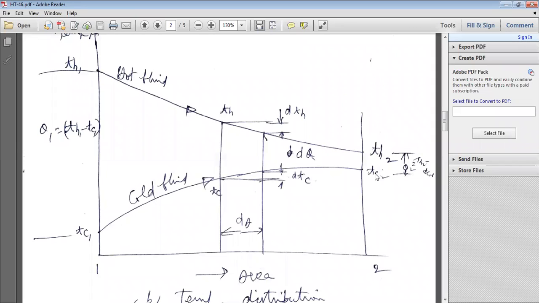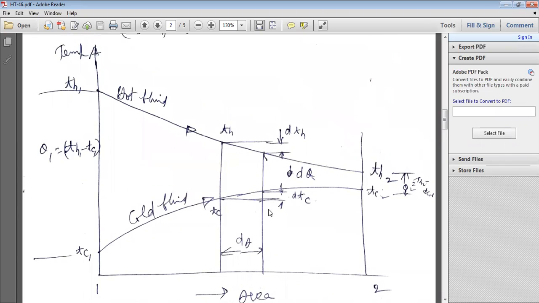Similarly, at the outlet, TH2 is the temperature of the hot fluid at the outlet and TC2 is the temperature of the cold fluid at the outlet. What is the temperature difference? Theta 2 is the temperature difference at the outlet. How do you calculate that? Theta 2 is equal to TH2 minus TC2. That is the temperature difference at the outlet.